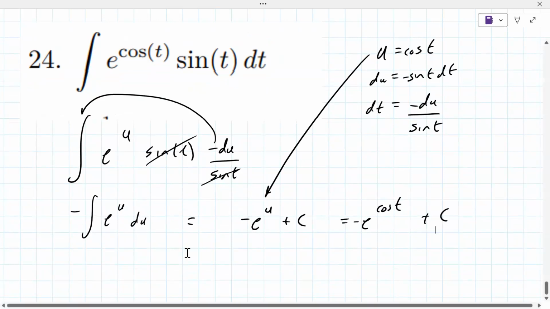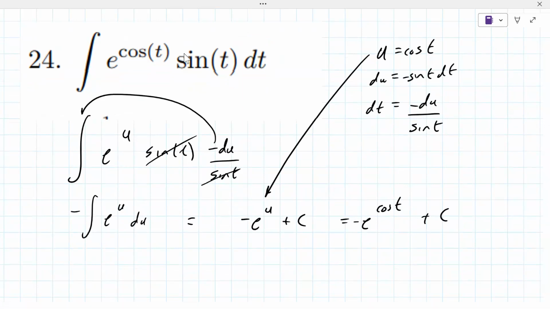Like I mentioned a few times, if you took the derivative of this, you should get back to the original. If you have an infinite amount of time, you could do that, but I'm sure you don't. All right, we're going to stop there for today.